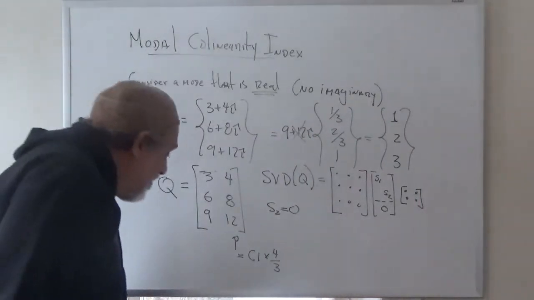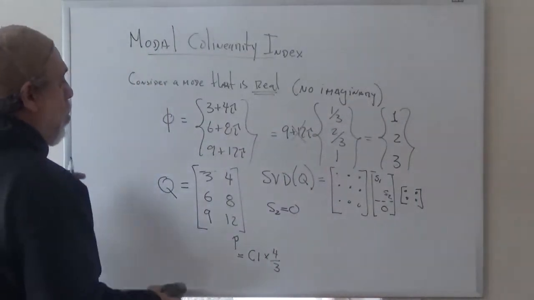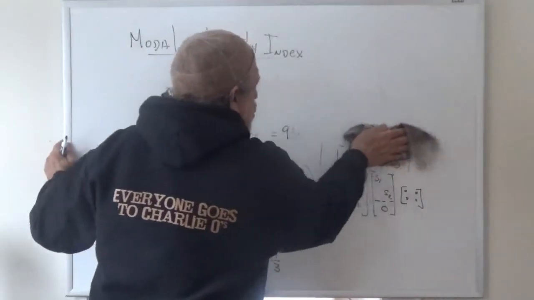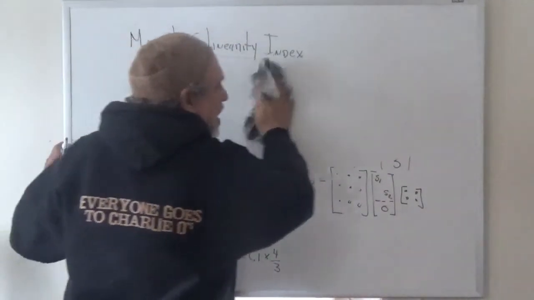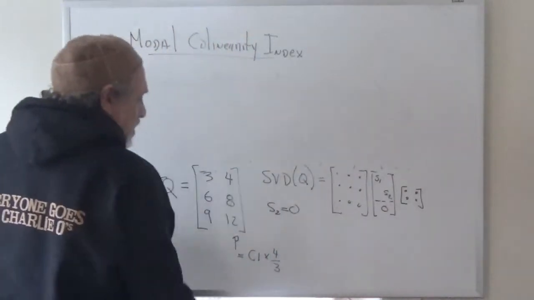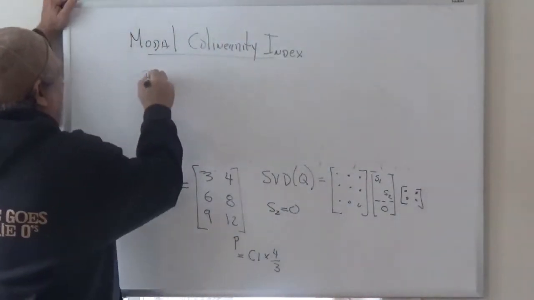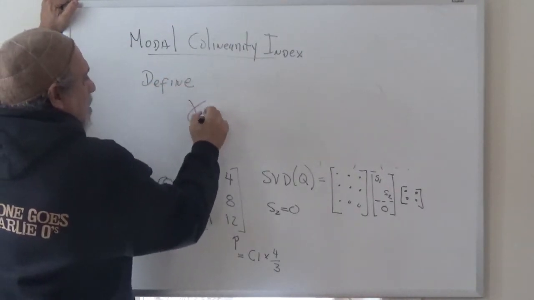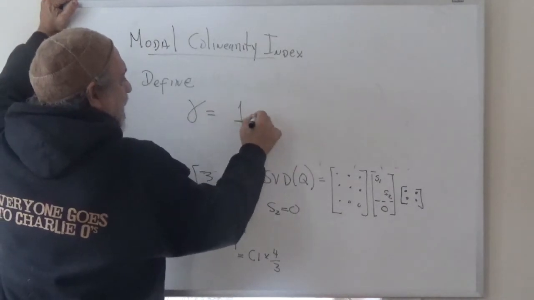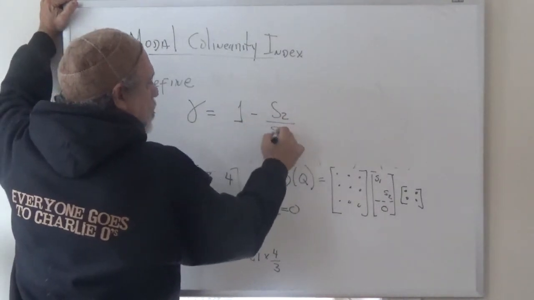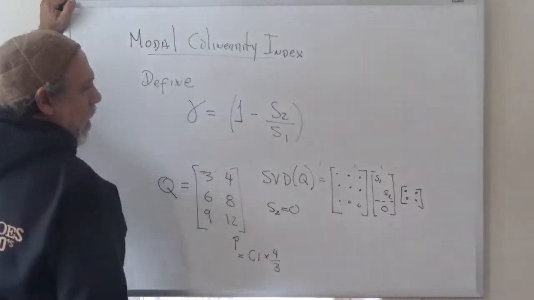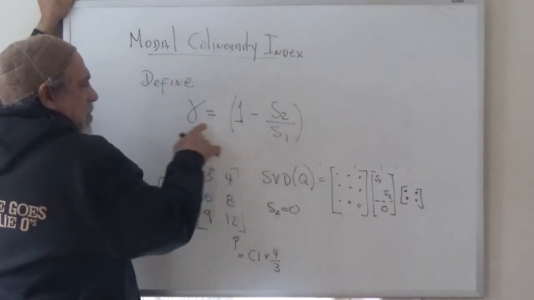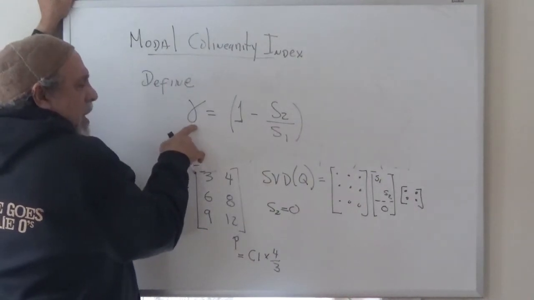Now, if the matrix is not rank 1, that means that there is some complexity in the mode. That is that once you normalize it, you still have some imaginary parts. So we can define the following. We can say, define gamma to be 1 minus S2 divided by S1, for example. What would happen? If the mode is real, this is 1, right? Because S2 would be 0. So for real modes, you'd get 1.